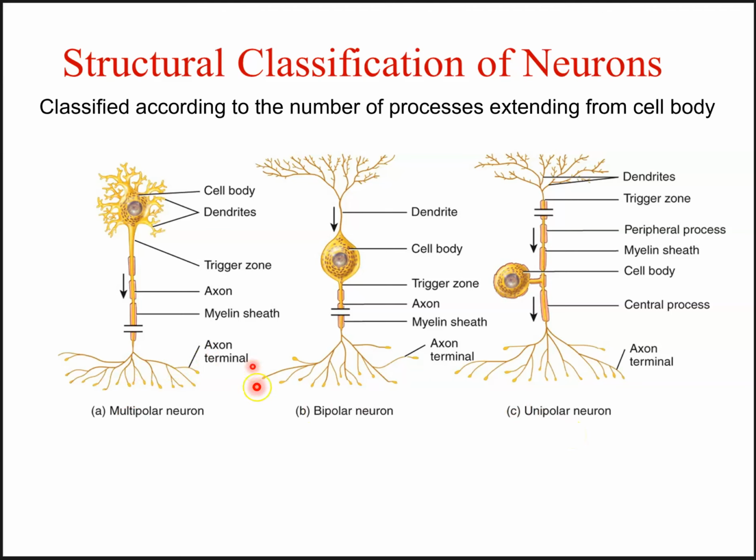Now, the multipolar neuron, you can see, has a whole bunch of processes emerging from the cell body, and this type of neuron is present in the brain. The bipolar neuron, you can see, only has two processes emerging from the cell body. Eventually they can split into several smaller nerve terminals, but from the cell body itself, we only have two processes emerging. And this type of neuron forms the sensory organs, like the eye, ears, olfactory neurons, etc.